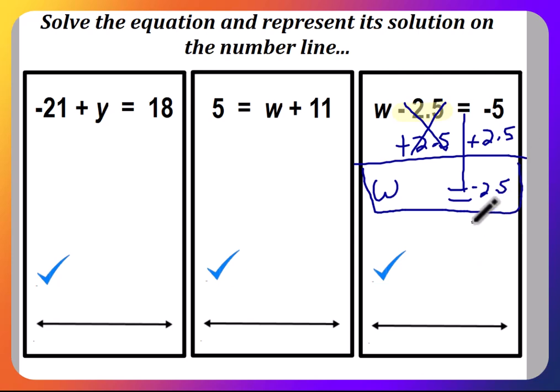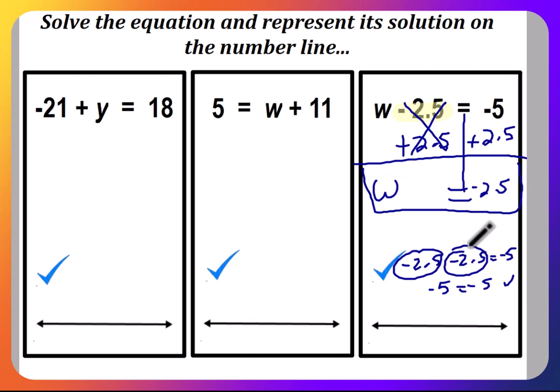Now check it. Go back in. Substitute our answer for w. Negative 2.5 minus 2.5 should equal a negative 5. Well, let's combine them. Circle each integer in their signs. They're both negative. If the signs are the same, you add and keep. Add them together. 2.5 plus 2.5 is going to give you a 5, and you keep the sign. It stays a negative. Does a negative 5 equal a negative 5? It does. We've solved it correctly.